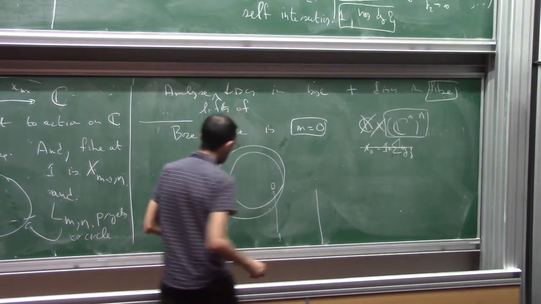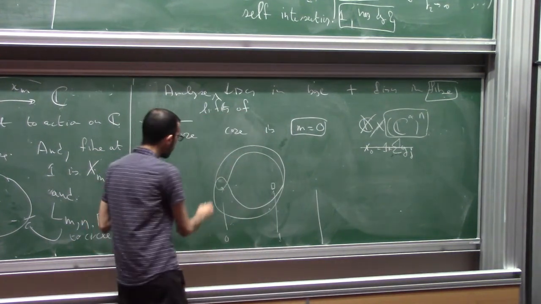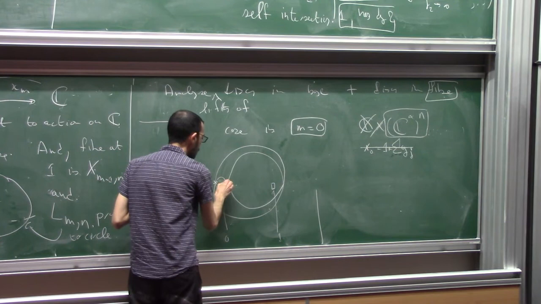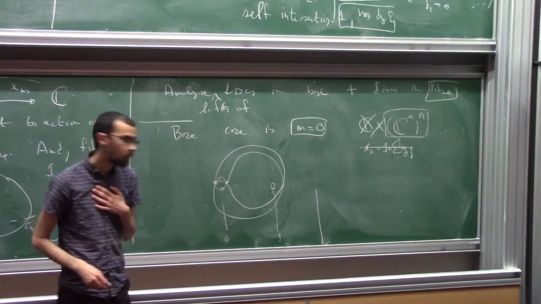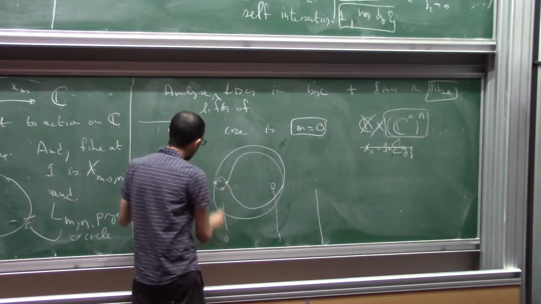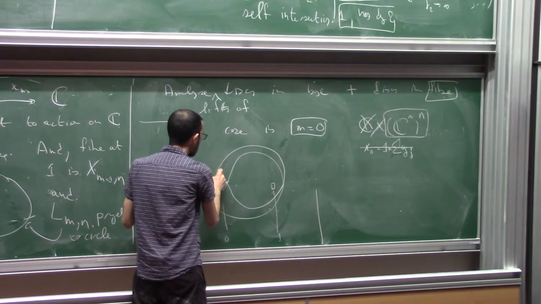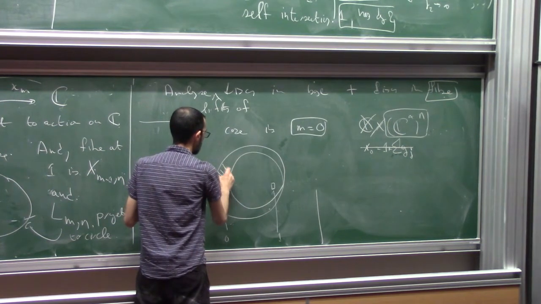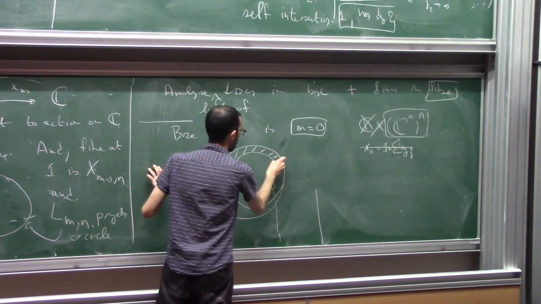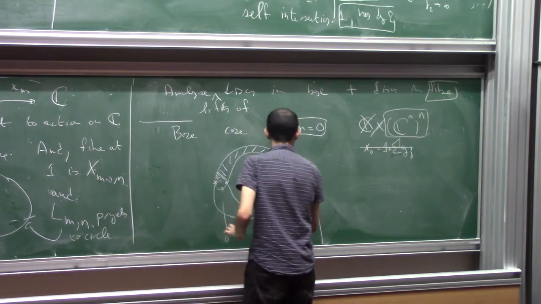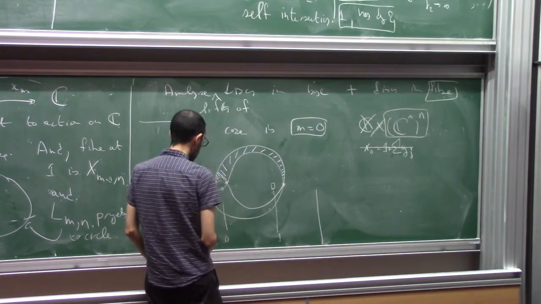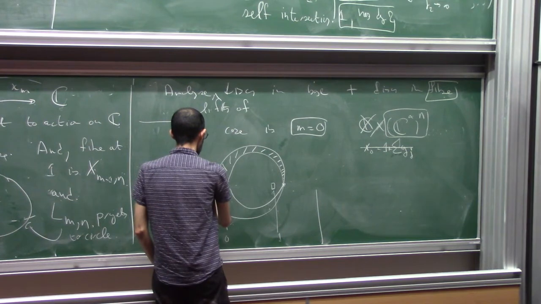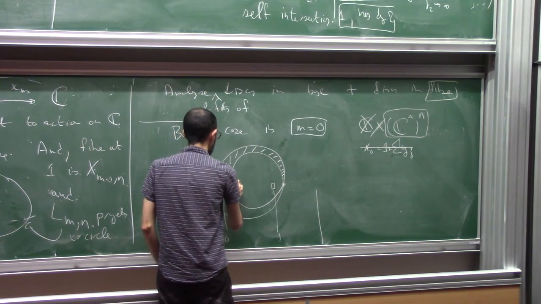So let me not compute, let me just tell you what happens. The point is that this generator and this generator have degree one. What does it mean they have degree one? That means that if you use them as inputs, so let's call the generators Z and X0.